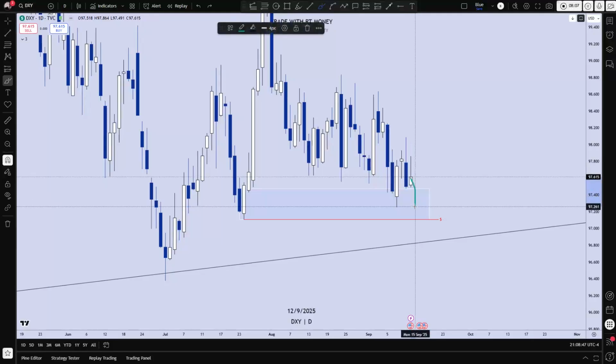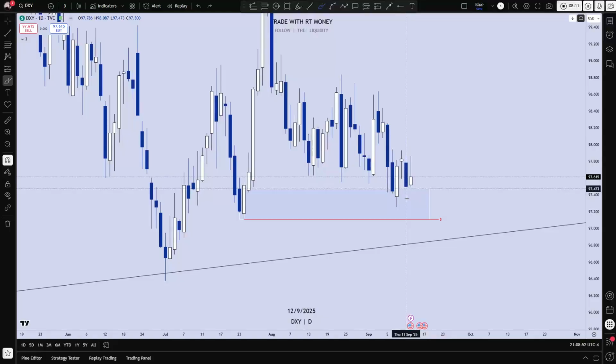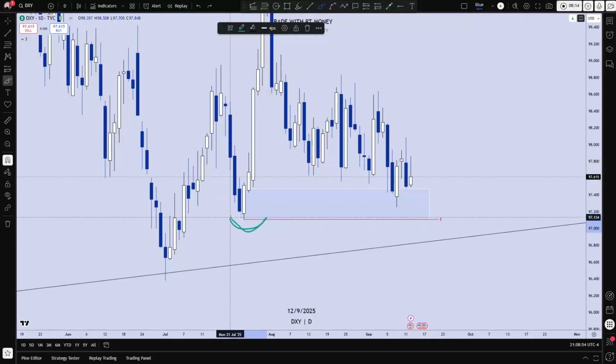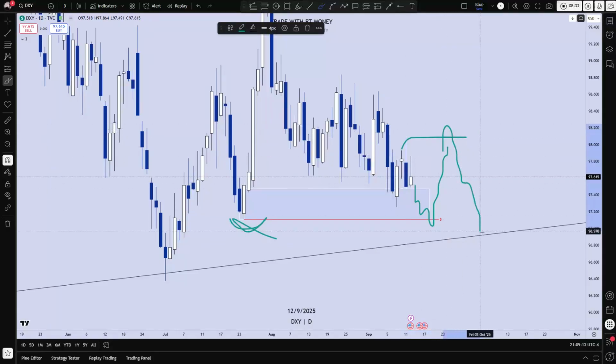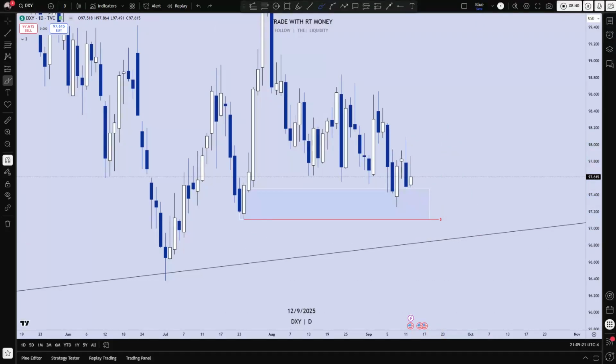So if price pushes up higher, it may use this low as the reason to get up higher. So Monday, Tuesday, we might see something like this. Maybe going into Wednesday, we might see that move up to take that high, and then we'll see price get weaker and head back down here. So I'm looking for a manipulation move first.